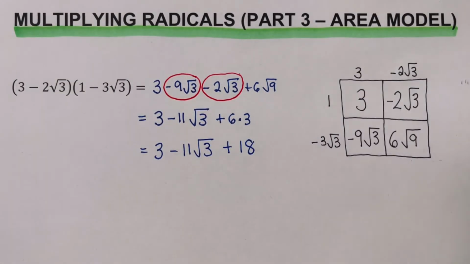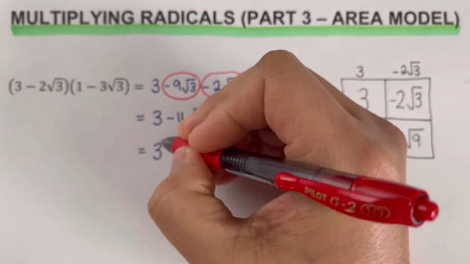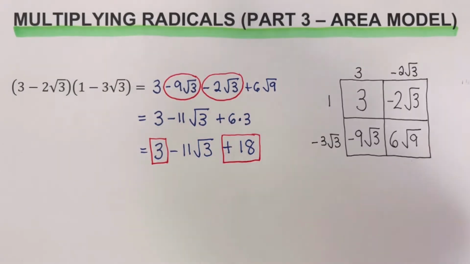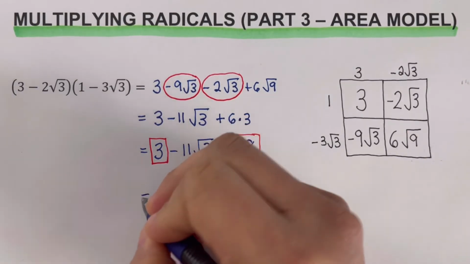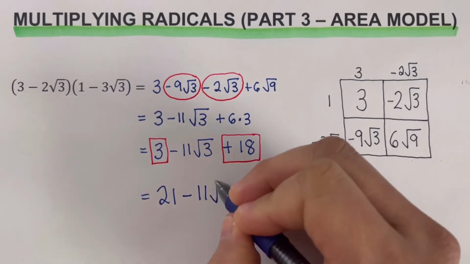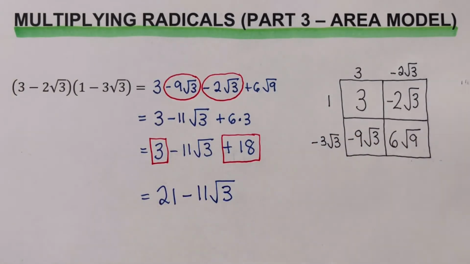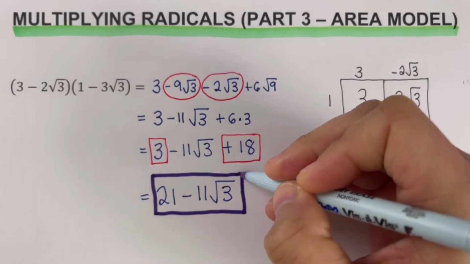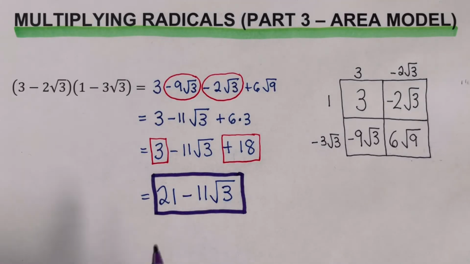And then we combine like terms further. The like terms that we have right now are the constants. So we have a 3 plus 18, which is going to be 21. And then we just copy this minus 11 square root of 3. So this is the product of these two radical expressions that we have up there. Now notice that we can't simplify this further because they are unlike radicals. The other one has a square root of 3, the other one is a whole number. Now let's move on to the next example.